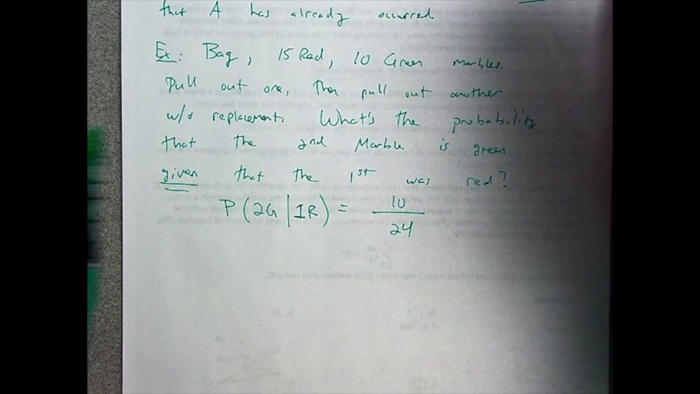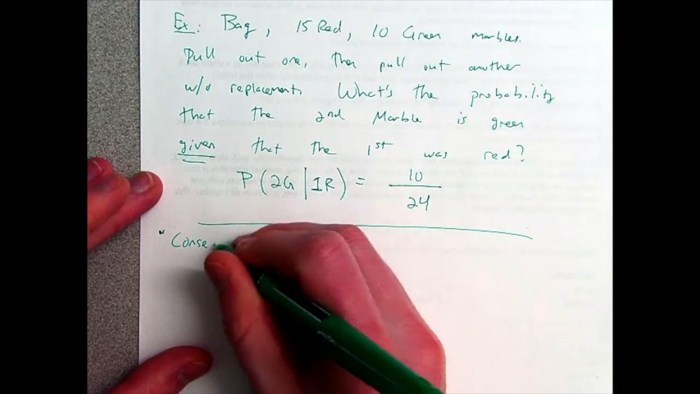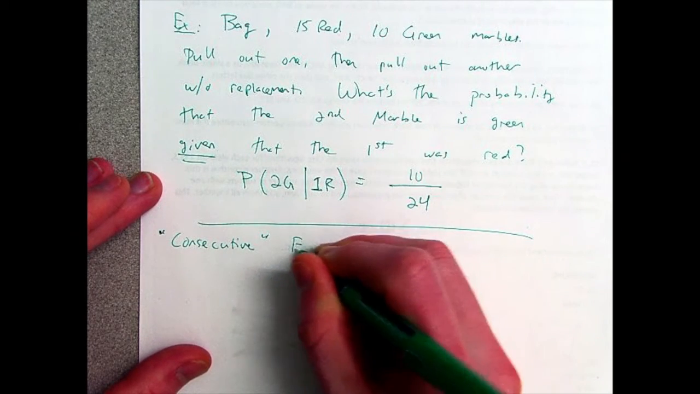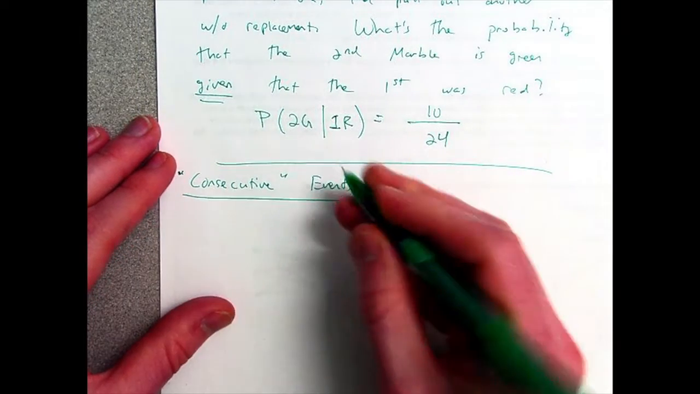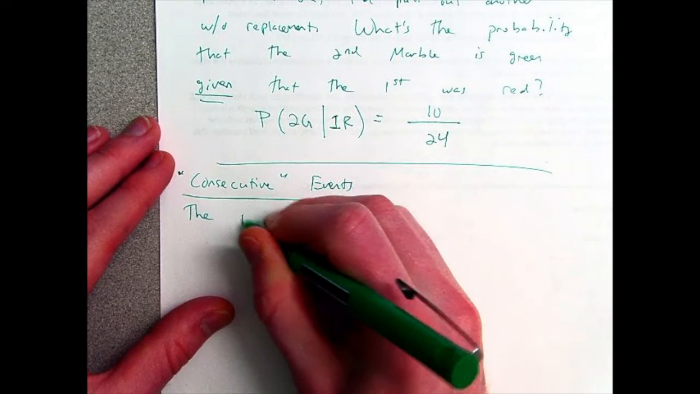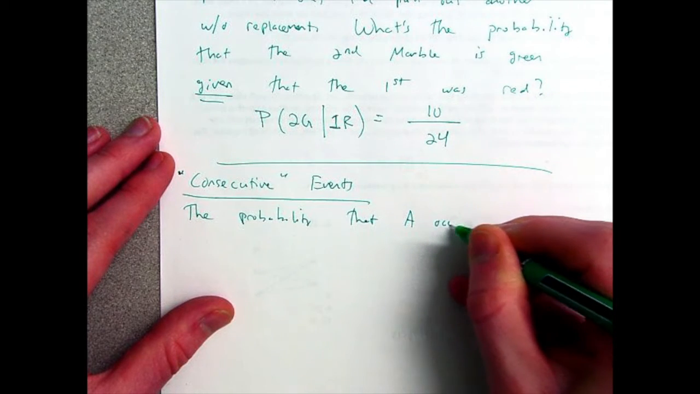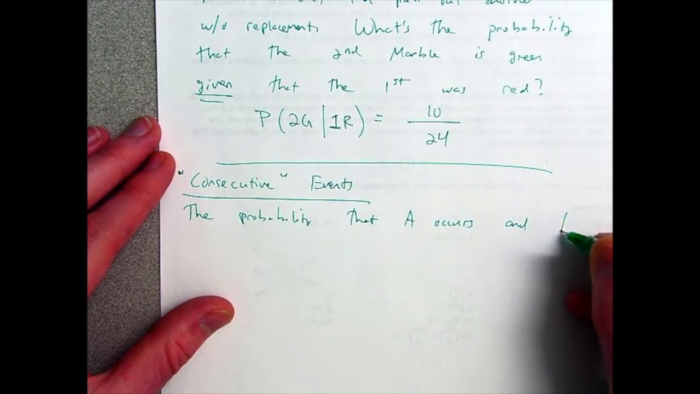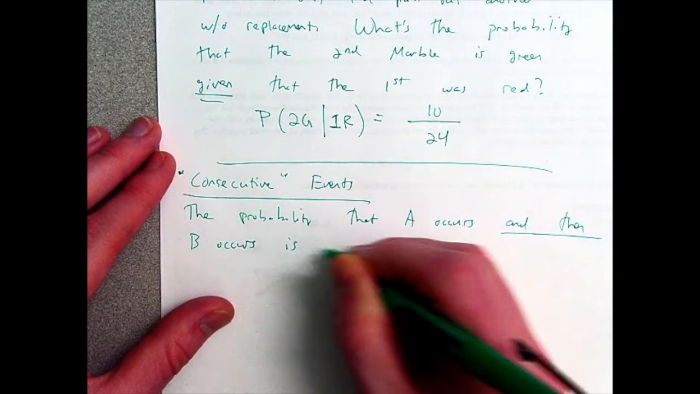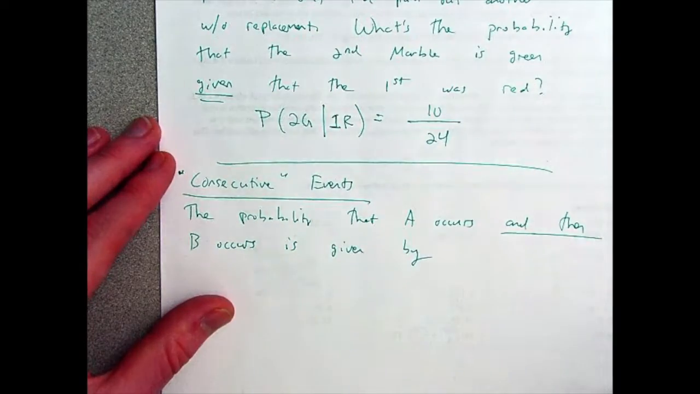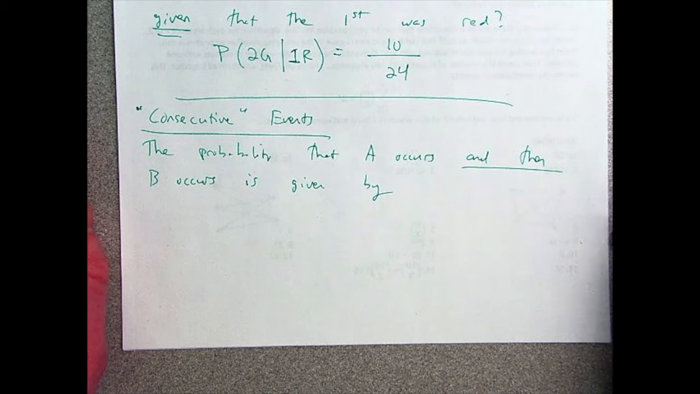The next thing I want to talk about is consecutive events, which will use this given probability stuff. So consecutive events. Here's the idea. The probability that A occurs and then B occurs is given by a formula, and once I write down the formula and explain it, you'll see why it's got to be true.